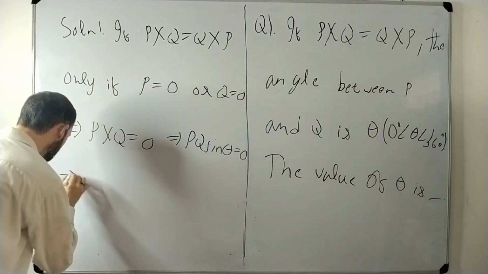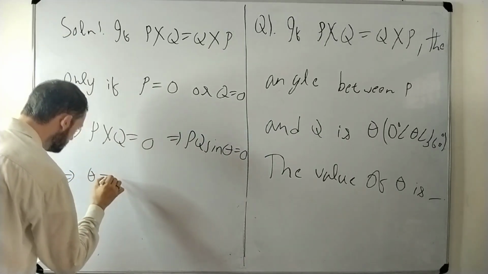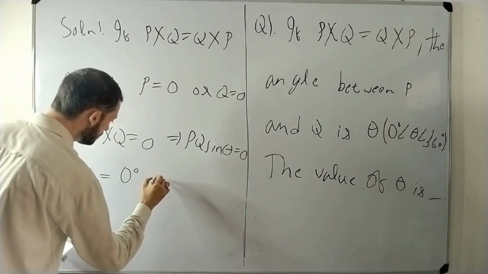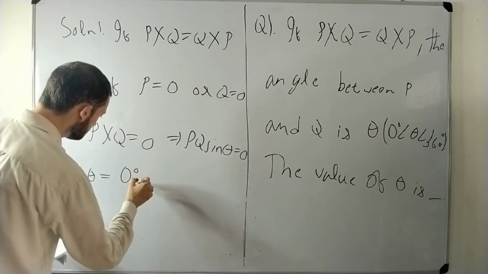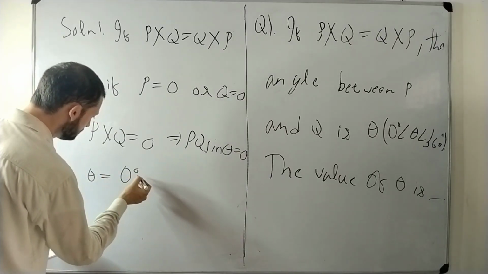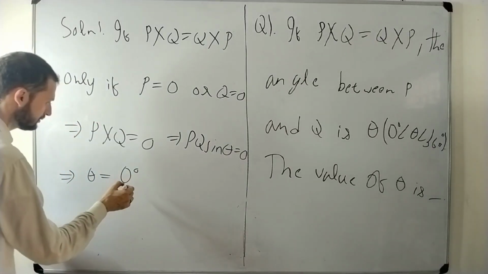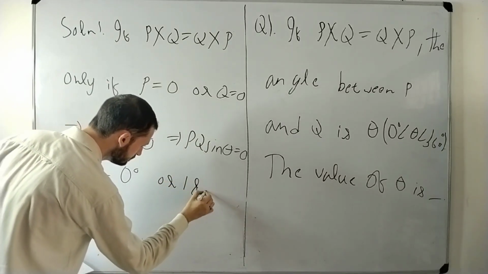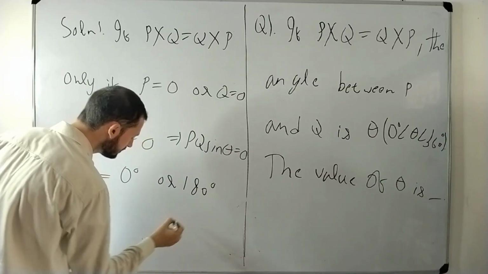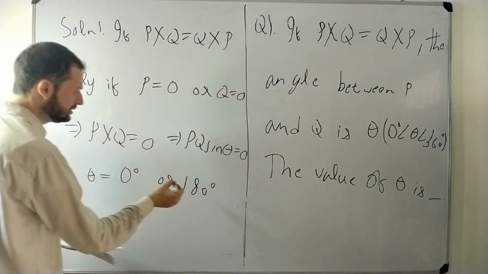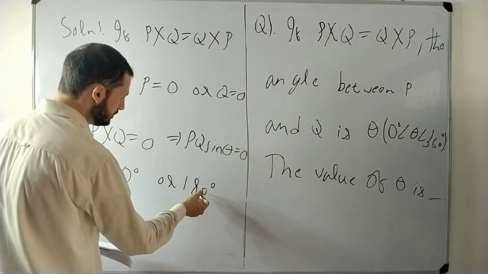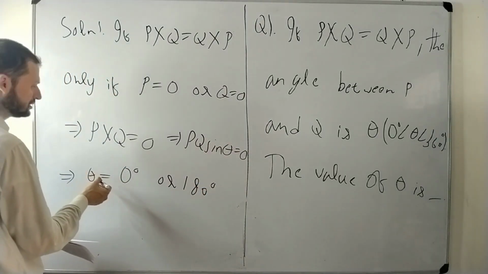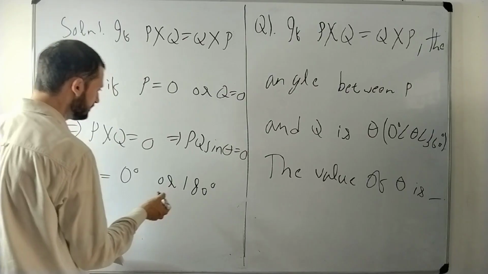This implies theta must be 0 degree, or sin theta is equal to 0, then theta inverse happens to be 0 or 180 degree, because sin 180 degree is 0, and again for theta equal to 0 degree, sin 0 is 0.